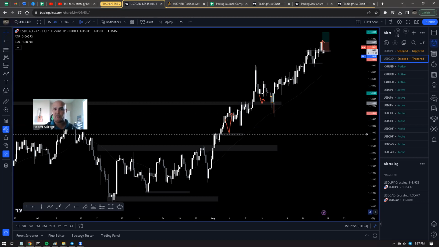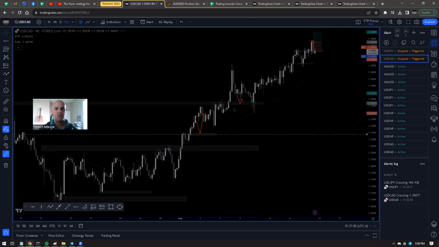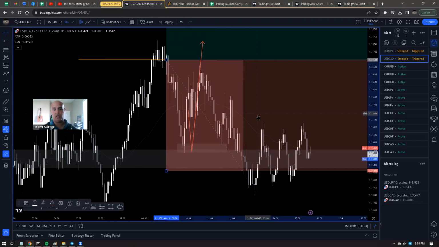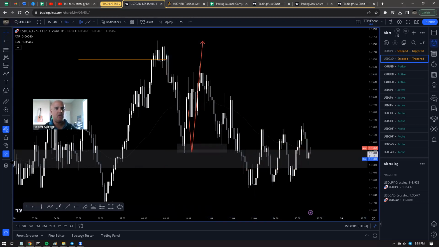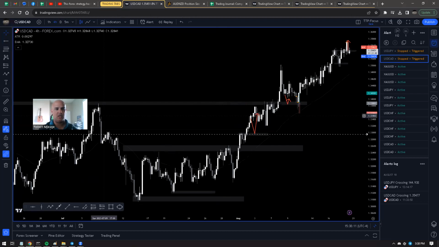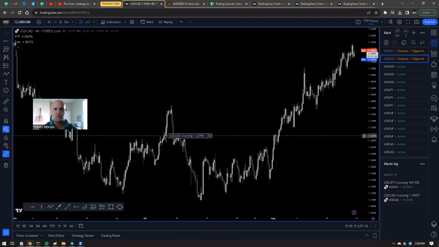So this is what I was tracking for that one. I was looking for, I think it was a double bottom, which never actually played out. But either way, his trade eventually would have failed anyway. So what am I looking for here? I don't know, actually, because I was not looking at USD CAD this past week or today. So what do I have?